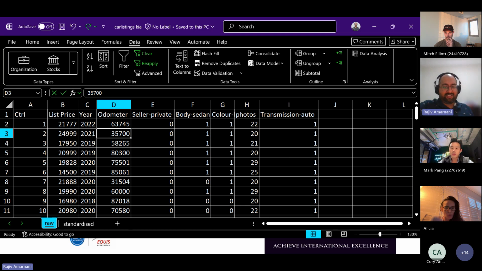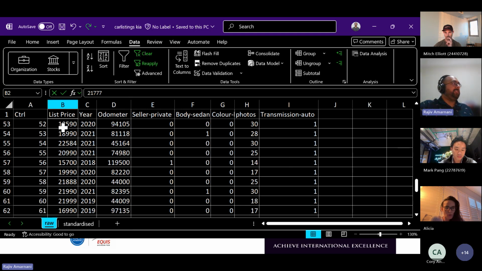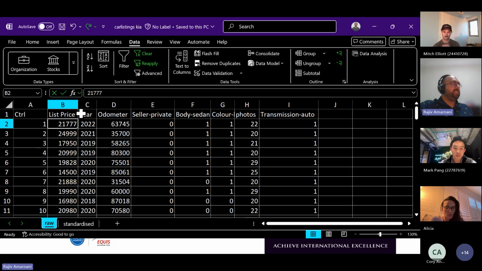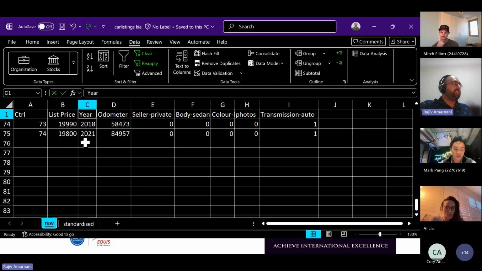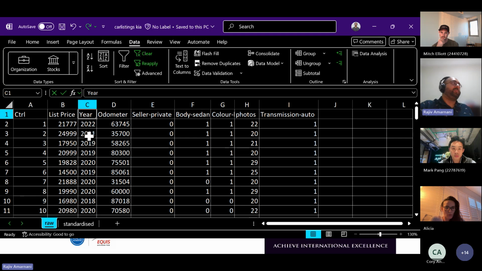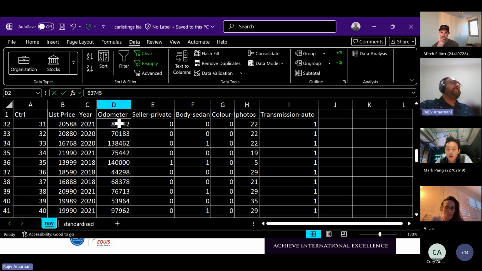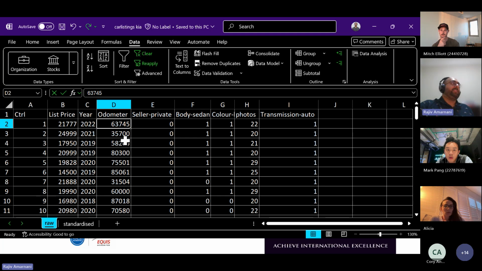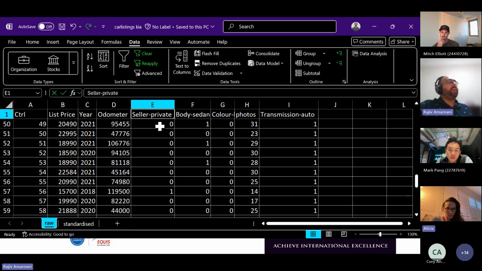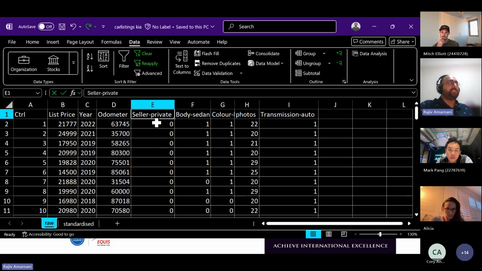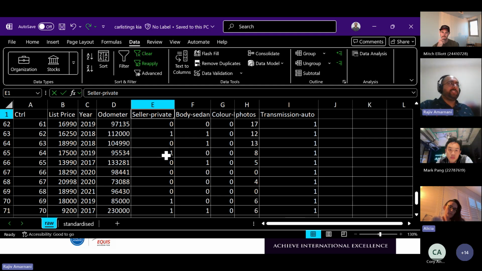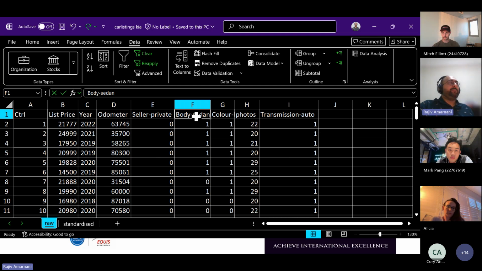The variables are, we have the list price over here in Australian dollars. We have the model year. These are all 2017, I believe, to 2022. This is the number on the odometer that was reported. Notice some are rounded off, some are not. We have whether the seller is private or not. If it's a dealership, it's a 0. If it's a private seller, it's a 1. Then we have the body type.